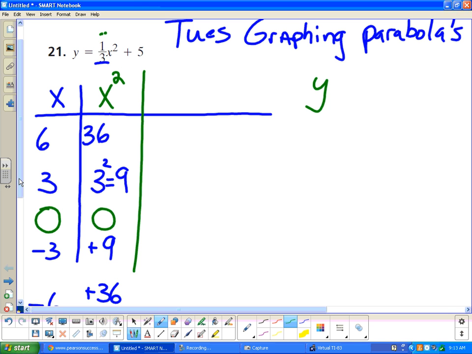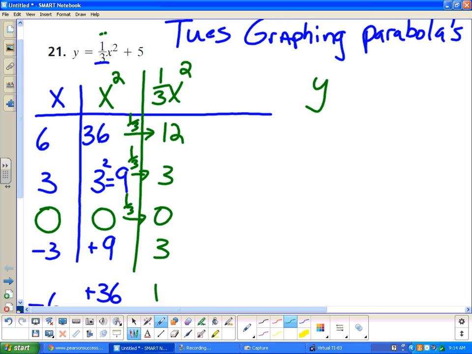So what do we do next? Well, now we need to do the multiplication of 1/3 X squared. So basically, we need to take 1/3 of 36, which means 3 into 36, which is 12. 1/3 of 9, 3 into 9 is 3. 1/3 of 0 is going to be 0. And 1/3 of 9 again is 3, and 12 again.